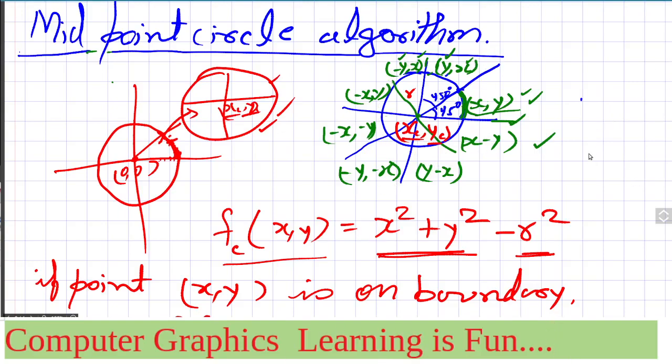So this is the way how your pixels can be plotted for a circle drawing algorithm. Go through these things and maybe later on we will see about the ellipse generating algorithm. Okay, for now, thank you.